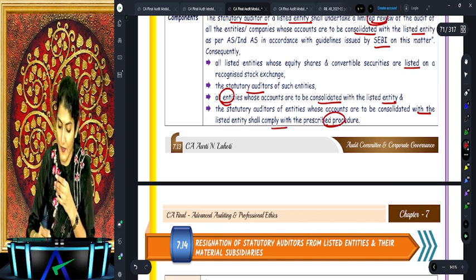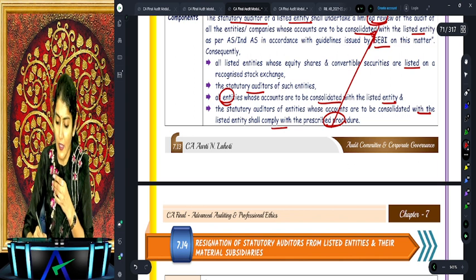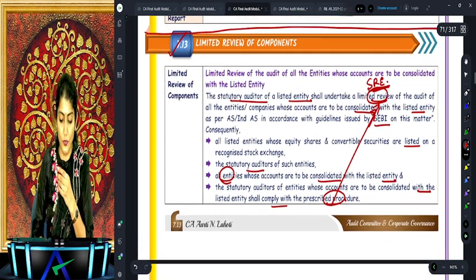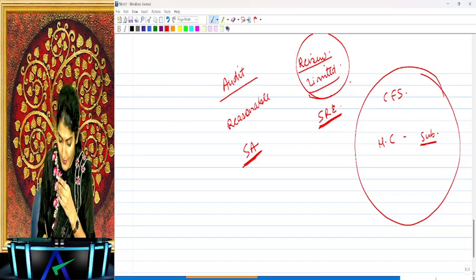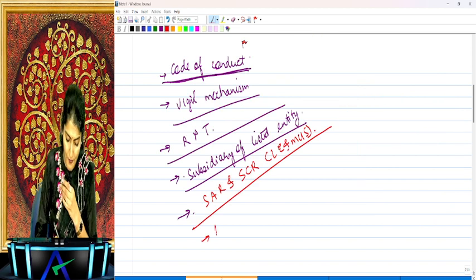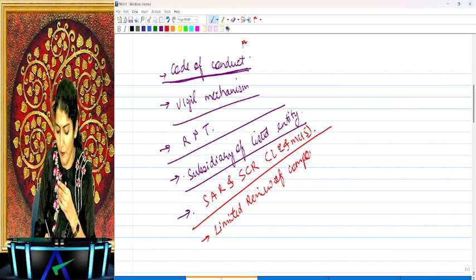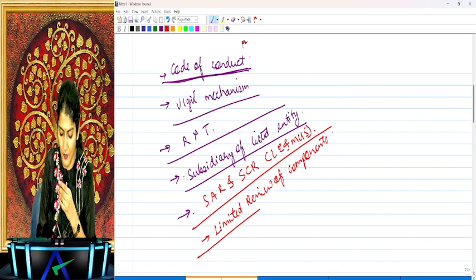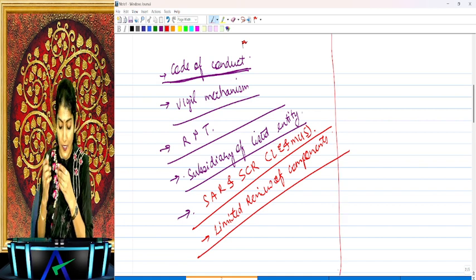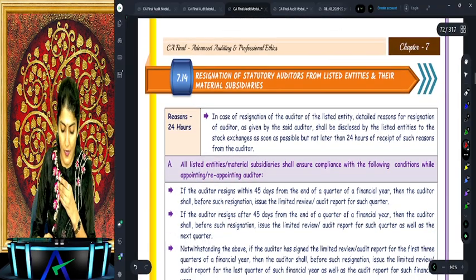And what is the prescribed procedure? They need to do the limited review, right? What they need to do is the limited review. Okay, right? So what is the next heading? If I'm preparing a list so that we have a helicopter view also of our discussion, it is regarding the limited review of the components. Which components? Components which are to be included in the consolidation, right?